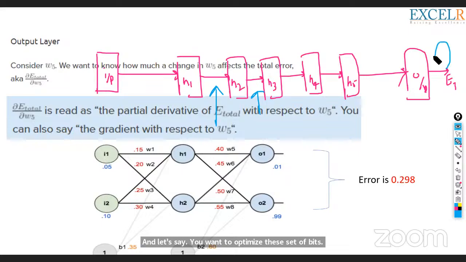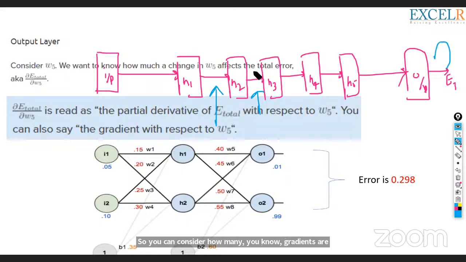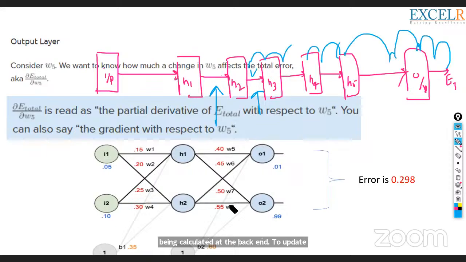So you can consider how many gradients are being calculated at the backend to update these set of weights or these set of weights or these set of weights, right? So there are too many gradients being calculated at the backend to adjust or to optimize the weight values.